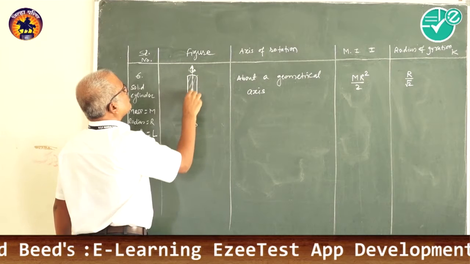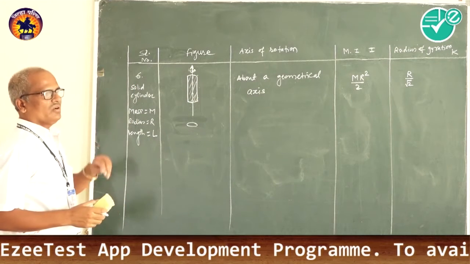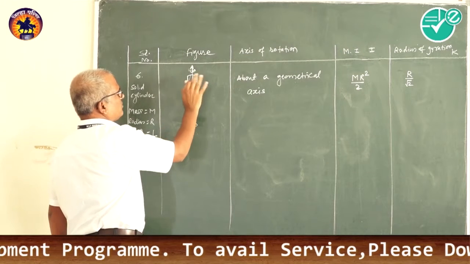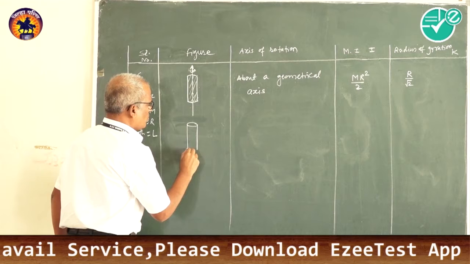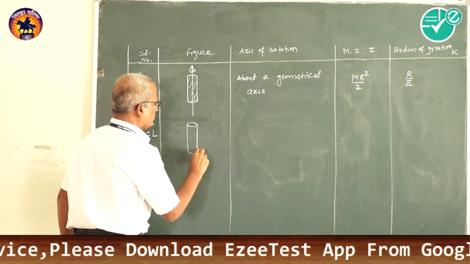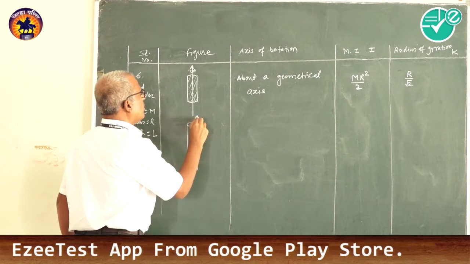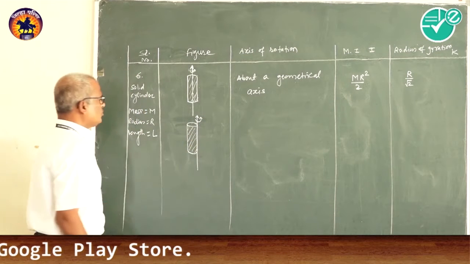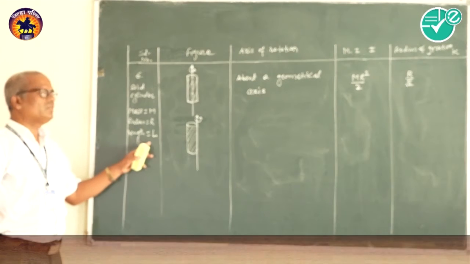Now, the next case is moment of inertia of the solid cylinder. You can draw solid cylinder like this because we have another model that is a hollow cylinder also. So to distinguish them, we just change this diagram like this. Now the next case is moment of inertia of a solid cylinder of mass M, radius R, and length L.